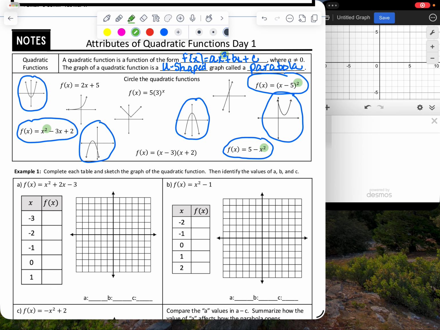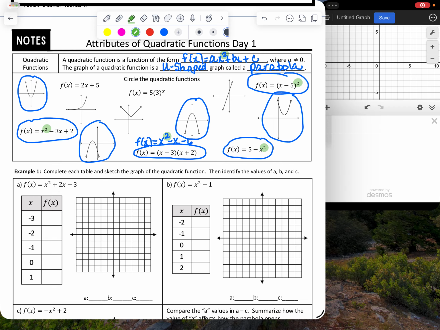And there's one more I also circled that you might not have realized was a quadratic function, and that was this function. This one's a little tricky because you don't see a power of 2, but this function can be rewritten as f of x equals x squared minus x minus 6 if you multiply out the x minus 3 and the x plus 2. So that one was a little tricky, but it was a quadratic function.